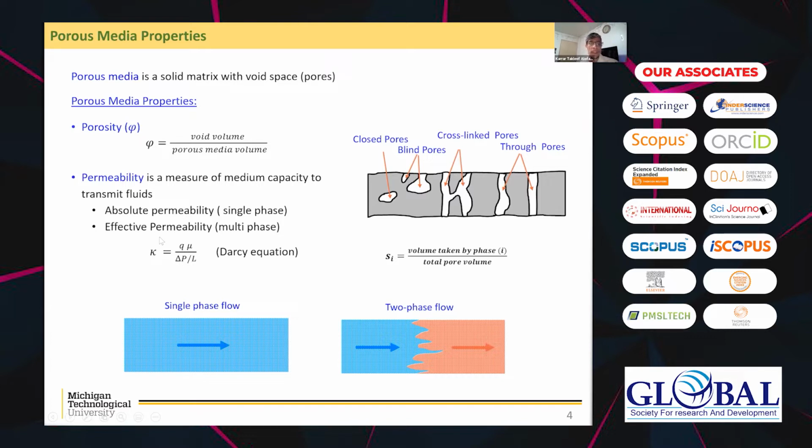In the case of single phase flow, the permeability is considered the absolute permeability, which is only related to the porous media structure and morphology. However, in the case of two-phase flow, which is what our study is related to, the permeability is not only related to the porous media structure and morphology, it is also related to the saturation. As the liquid saturation increases, there is more permeability to that liquid. This permeability is called effective permeability, which is related to the porous media structure, morphology, and the phase saturation. The saturation is the volume taken by the phase relative to the total pore volume.